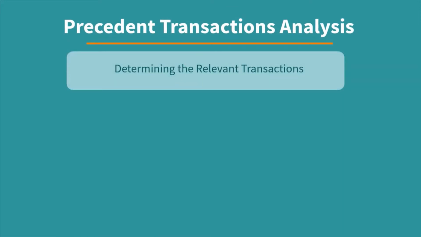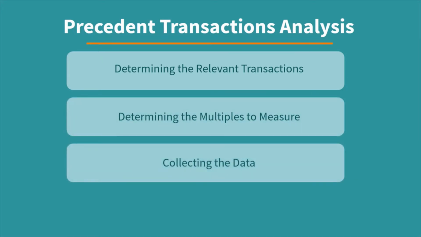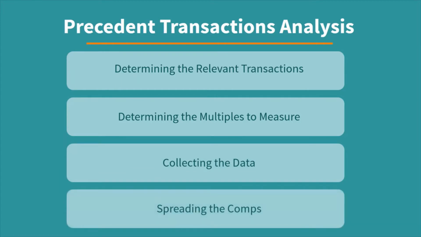So when you're conducting a precedent transactions analysis, your first step is to determine the relevant transactions. Second is to determine the multiples to measure. Third is collecting all that data. And fourth is spreading those comps.